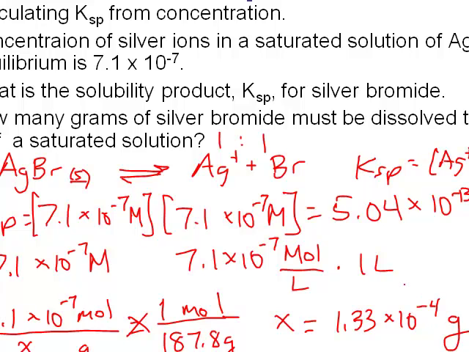So this tells us that we only have to add 1.33 times 10 to the negative 4th grams to make a saturated solution of silver bromide. If we added any more grams, there would be just more solid that would appear at the bottom of this solution.